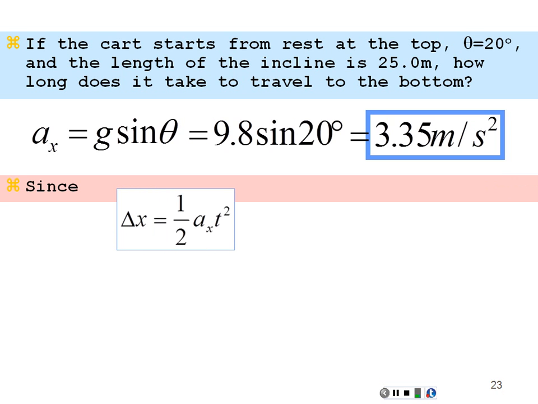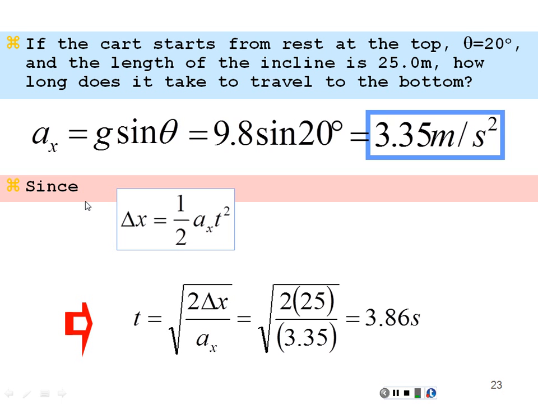Our displacement should equal our initial velocity times time, our initial velocity being 0, plus 1/2 acceleration times time squared. So our displacement simply will equal 1/2 acceleration times time squared in this case. Multiply both sides by 2, divide by acceleration, take the square root. So our time will equal the square root of 2 delta x over the acceleration, 2 times 25 meters over our acceleration of 3.35 meters per second squared. It'll take 3.86 seconds to get to the bottom.